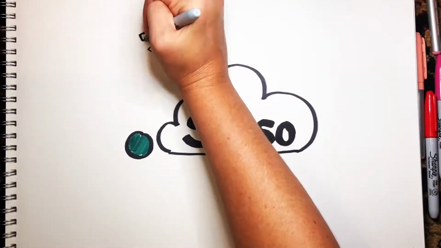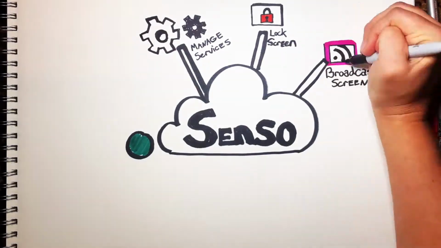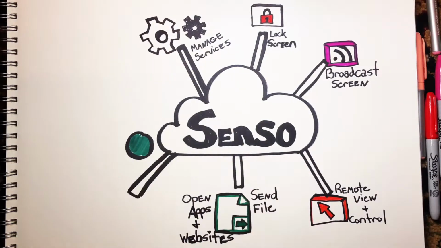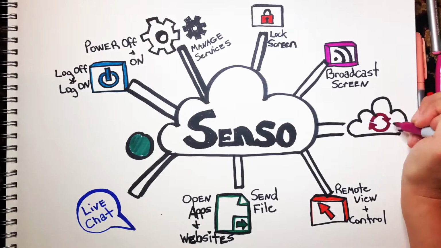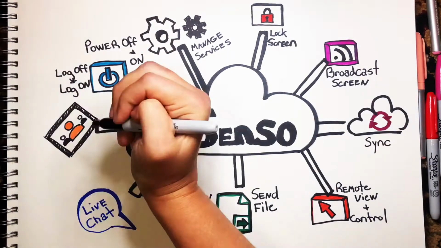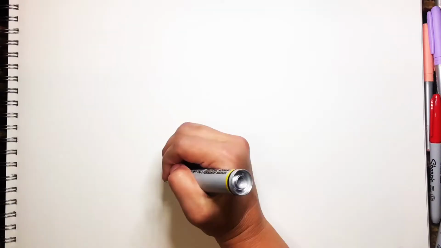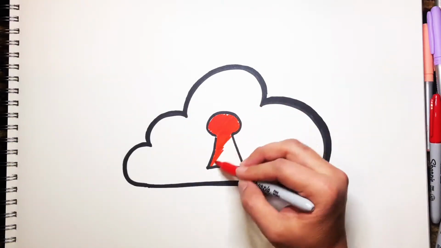Senso.cloud is like a multifunction tool that districts are providing to their teachers and tech teams to be able to do things like broadcast, remote view and control, send out websites, open applications. And now we also offer Google Classroom Sync that makes it even easier to keep track of devices as they move around the school. Senso also offers a safeguarding tool that helps keep students safe online.